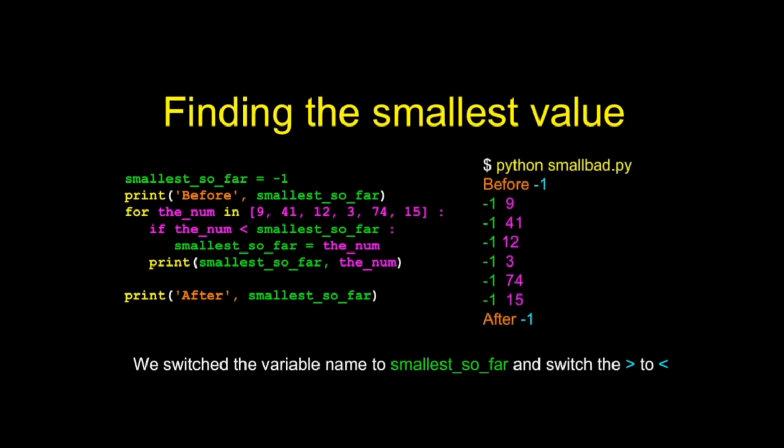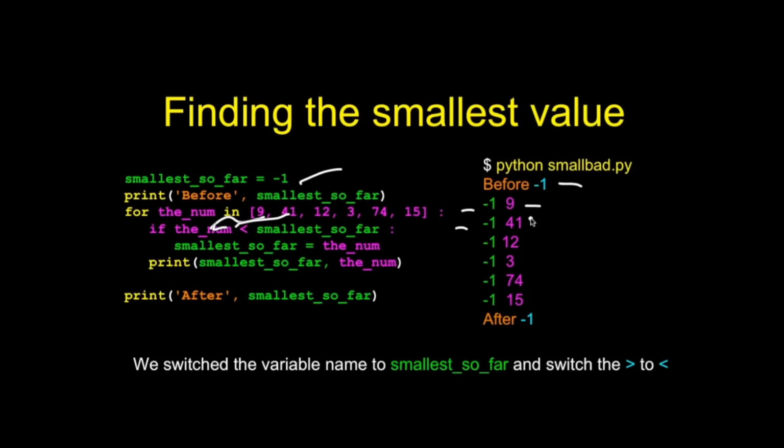So if we run this code, we set the smallest so far to -1, and it starts out -1. We run it, and it's 9. Is 9 less than -1? No, it's not. So after we see a 9, the smallest so far is -1. Now we're going to run 41. Is 41 less than -1? No, it is not. So the smallest so far is still -1.